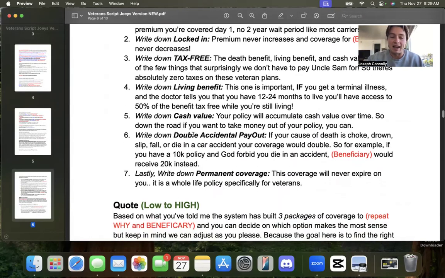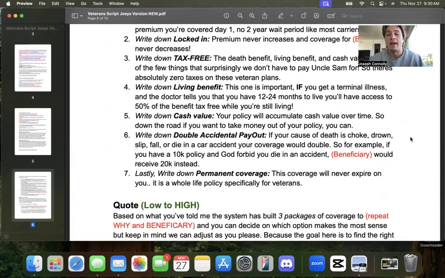After that, you can write down double accidental payout. And double accidental payout simply means that if your cause of death is any sort of accident, like choking, drowning, slip and fall, or you die in a car accident, God forbid, the coverage would double. So just for an example, say you have a $10,000 policy and you happen to pass away in an accident or an accidental manner, then your daughter Janice would receive $20,000 instead of $10,000. Okay. Does that make sense?